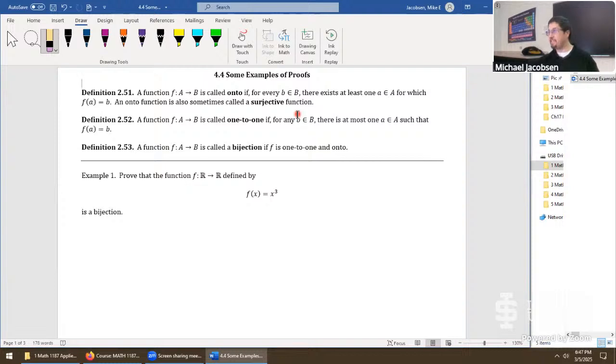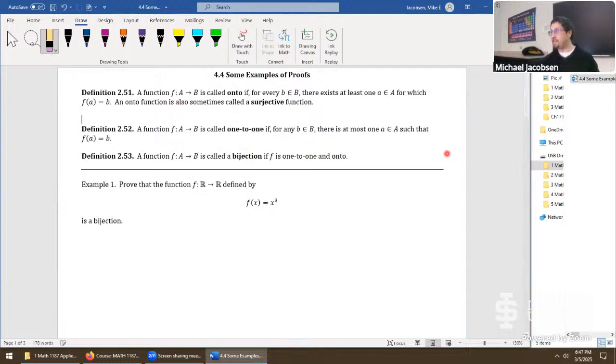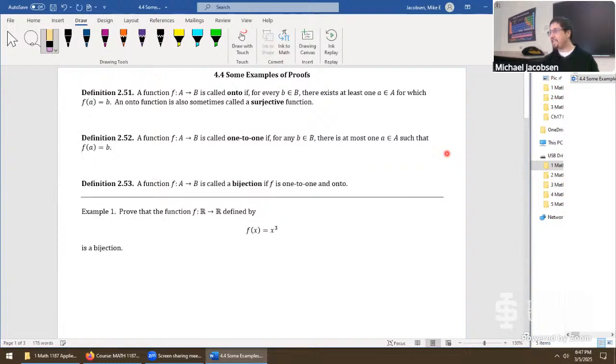Okay, well, let's begin. The review of being onto, one-to-one, and a bijection is contained here. But we also have kind of a different view of all this. Let's see if we can redefine these, just onto and one-to-one, in a way that might be slightly more helpful for doing a proof right here.